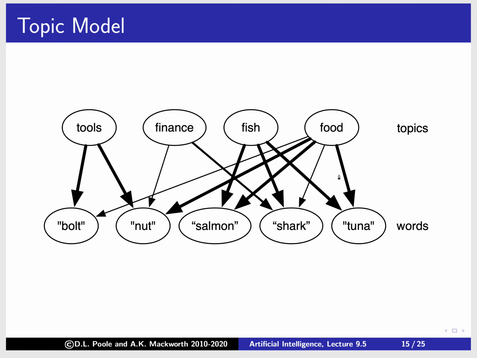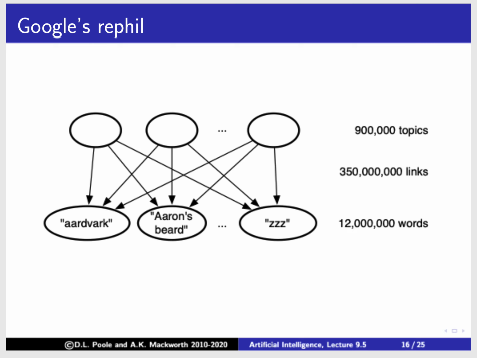Once you get more and more things, food can be tuna, and maybe tuna is talking about fish, and maybe shark is talking about finance. Maybe nut is talking about finance, and here it's talking about tools or food, and a bolt here is just either tools or most likely food. So this is called a topic model. Given a set of words, we're trying to infer what topics are talked about.